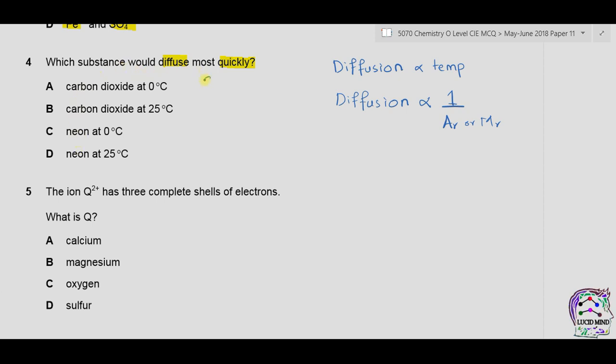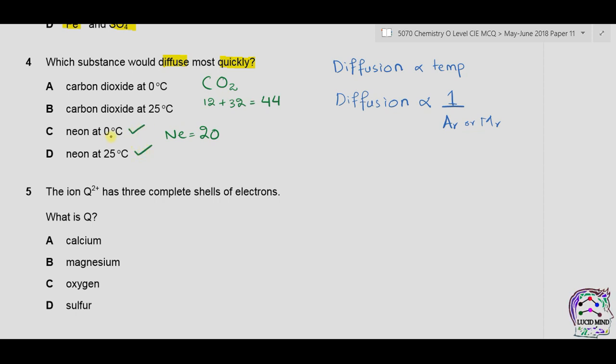Carbon dioxide is CO2. We have one carbon, which is 12, and 2 oxygen, which is 32. So the molecular mass comes equal to 44. Secondly, we have neon. The atomic mass of neon according to the periodic table is 20. Now the rate of diffusion of neon should be faster because its atomic mass is less as compared to the molecular mass of carbon dioxide. So it is either C or D.